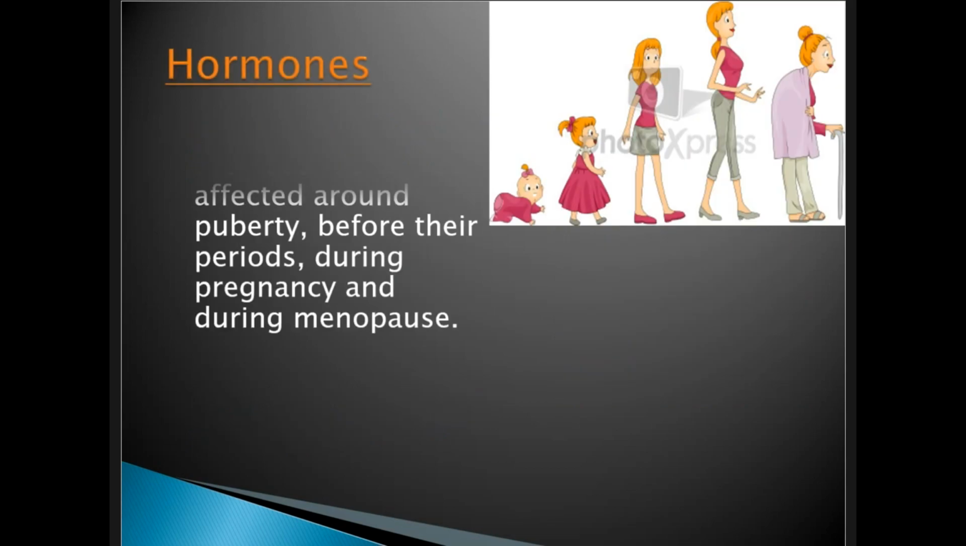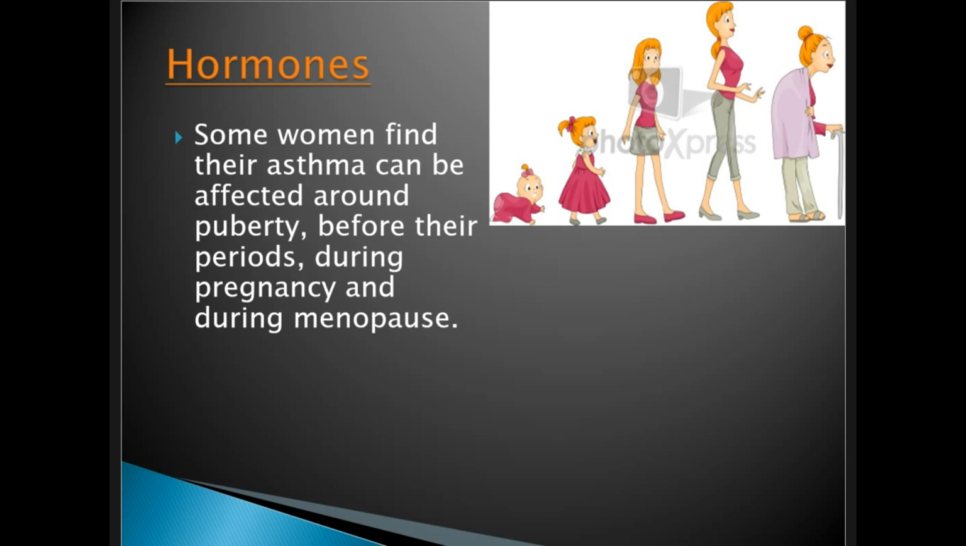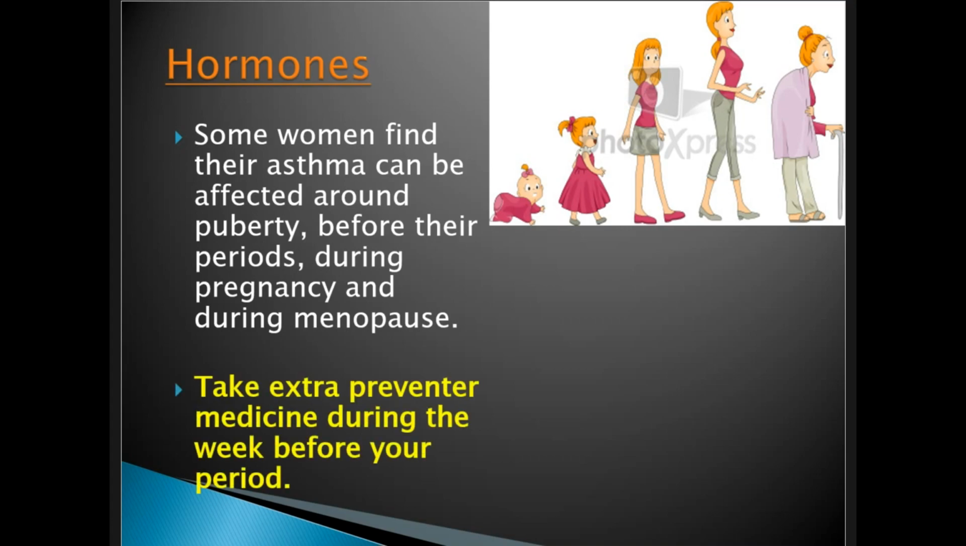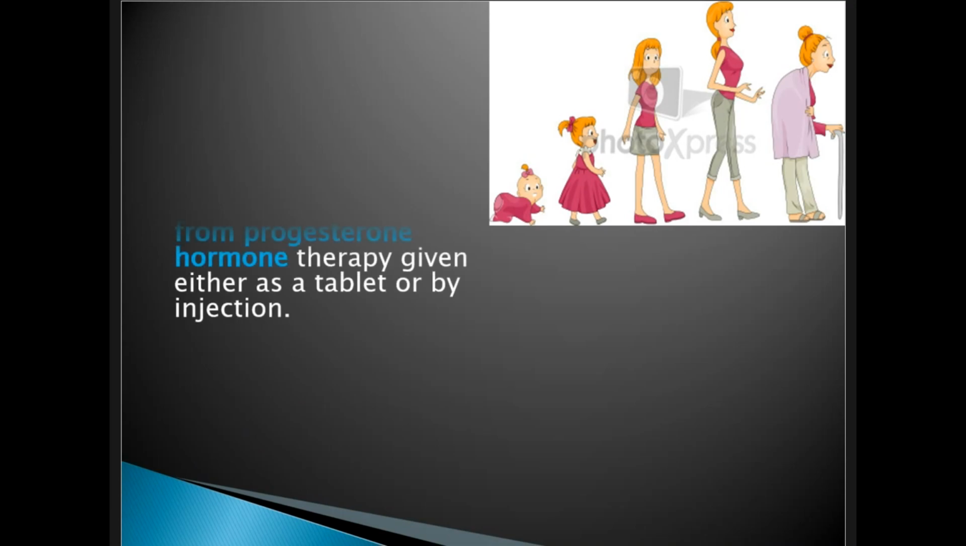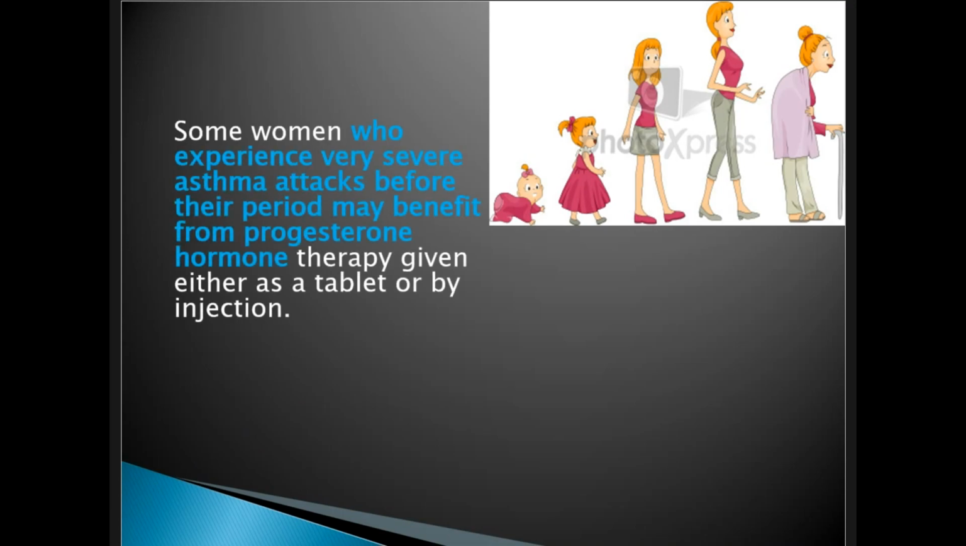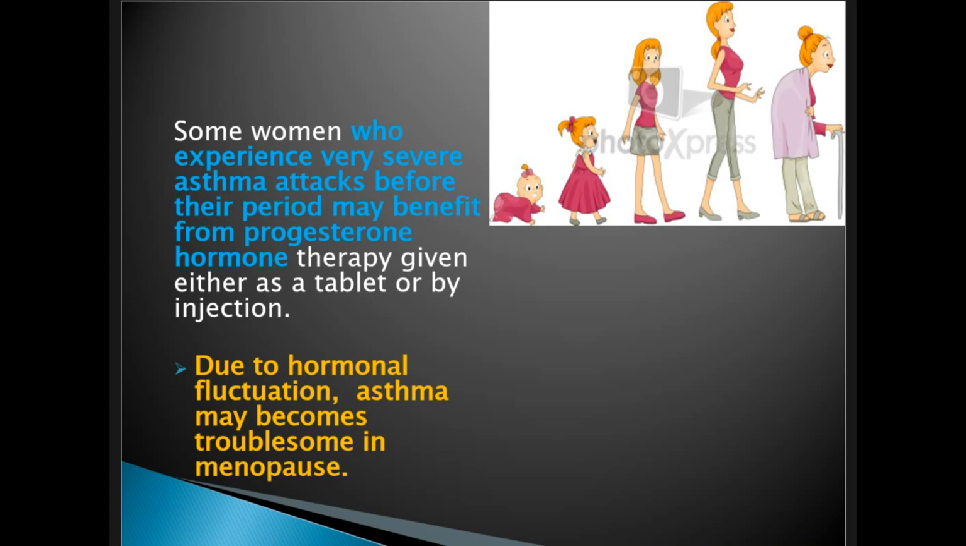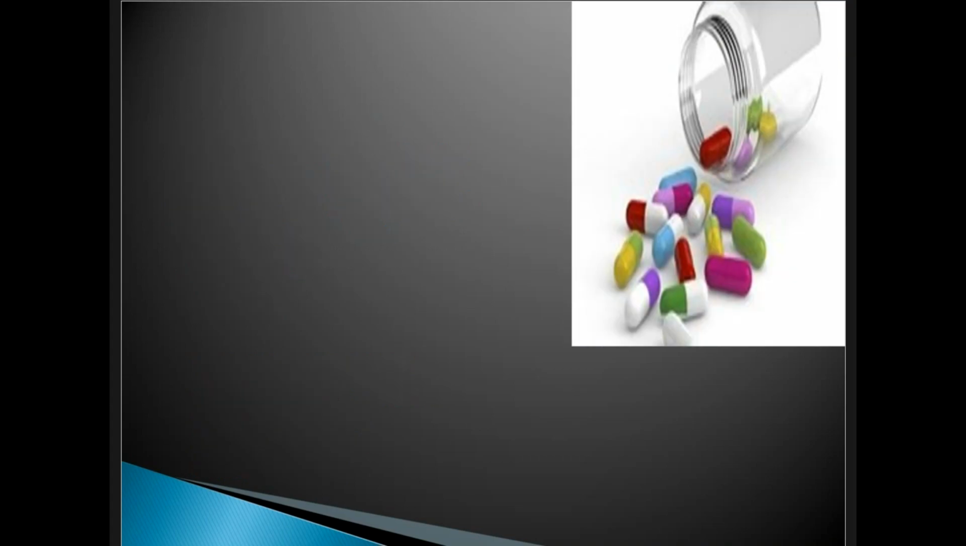Hormones. Some women find their asthma can be affected around puberty, before their periods, during pregnancy, and during menopause. Take extra preventer medicine during the week before your period. Some women who experience very severe asthma attacks before their period may benefit from progesterone hormone therapy given either as a tablet or by injection. Due to hormonal fluctuation, asthma may become troublesome in menopause.